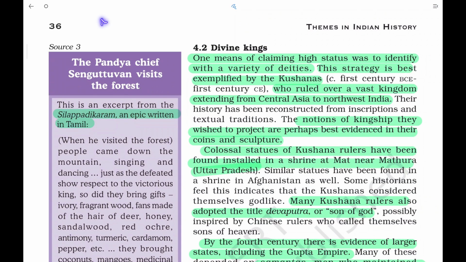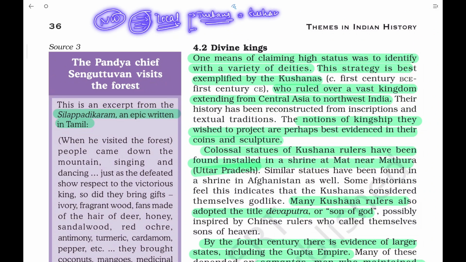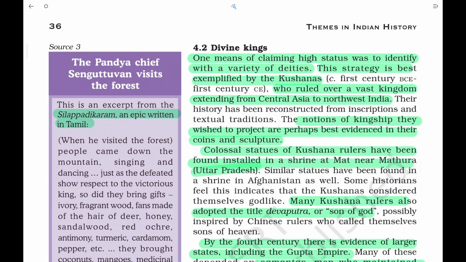Now, I already told you the northwestern part of India was attacked by various foreign entities. These foreign entities merged with the local culture, and then they introduced many things. For example, the turbans that we see in India were brought by the Kushanas only. A long coat was also brought by the Kushanas. So the divine kingship, the divine titles which were earlier dedicated to God, were then taken up by the kings themselves.